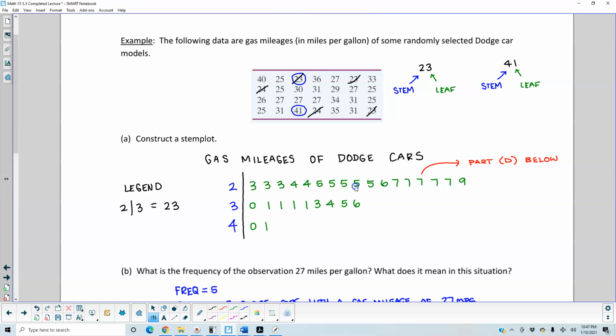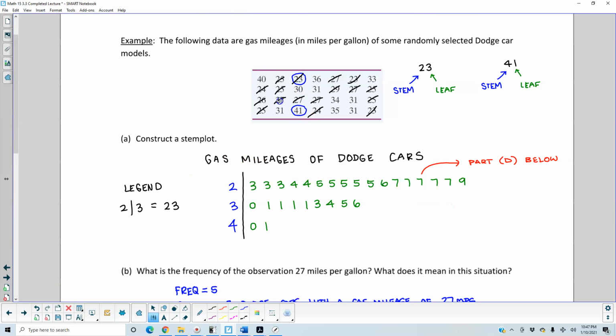Then we have 25. How many 25s do we have? We have 1, 2, 3, 4, 5. So we should have 5. So we have 2, and then 5, 5, 5, 5, and 5. Do we have a 26? We have 1 of them, so we have a 6 here. Then do we have a 27? We have 1, 2, 3, 4, 5, so there are five 7s. We do not have a 28 in here, but we do have a 29, and we have 1 of them, so there's our 9. Now we're done with the 20s.